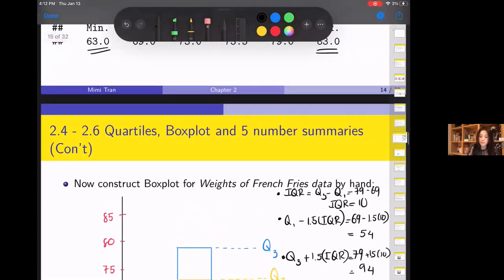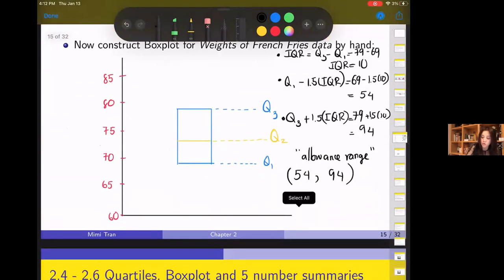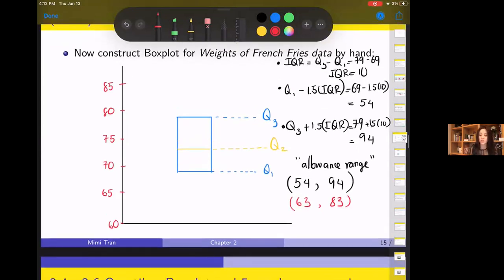Now our data set's minimum is 63, and the maximum is 83, right? Is the data set range inside the allowance range? Yes, so we're good. It's not outside, so there are no outliers. As long as it's inside that allowance range, there are no outliers. So yay, no outlier, and we can skip step 4. Well, we just did it, but we don't have to draw it.